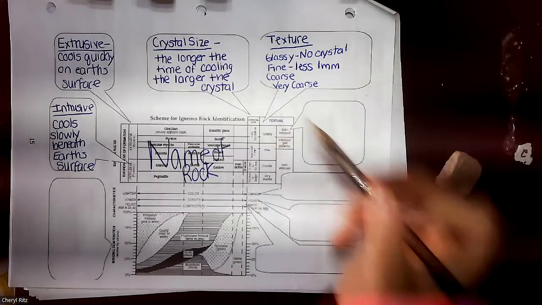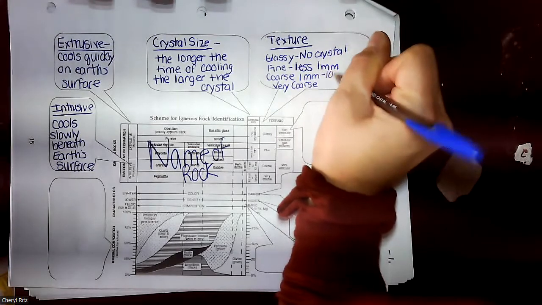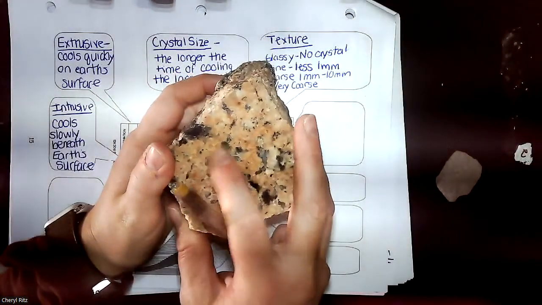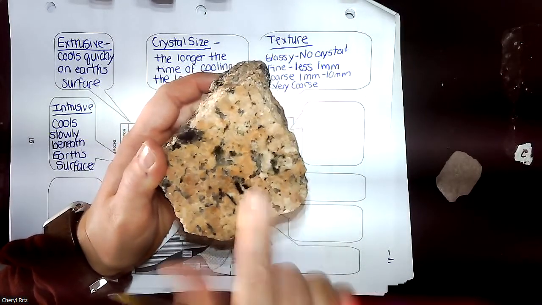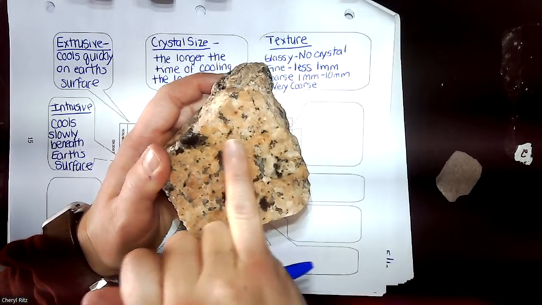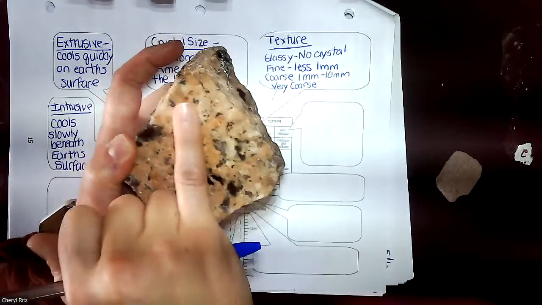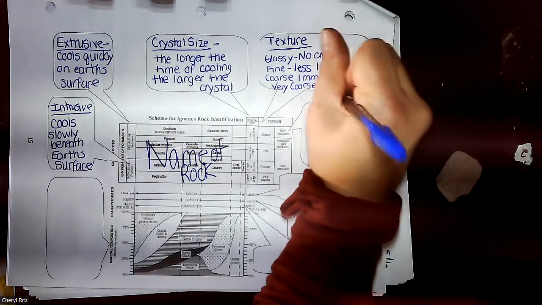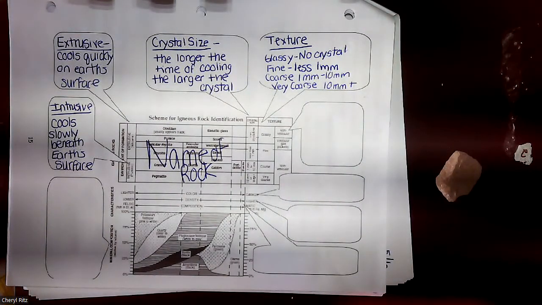Now, coarse just means they're 1 millimeter to 10 millimeters. And by they, I don't mean the rock. We're not talking about the whole rock itself. We're talking about the individual crystals in them. Each one of these is bigger than the tip of my pen, but 10 millimeters is about how fat your pinky is. So even these big ones are not bigger than my pinky. So this is the 1 to 10. If it was very coarse, they would be larger than 10 millimeters. So I just wrote 10 millimeters plus.